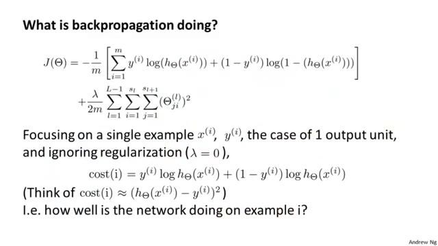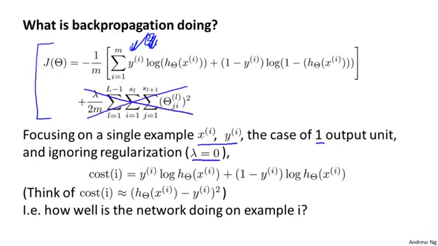To better understand what backpropagation is doing, let's look at the cost function. Here's the cost function that we had for when we have only one output unit. If we have more than one output unit, we just have a summation over the output units indexed by k there. But if only one output unit, then this is the cost function. And we do forward propagation and backpropagation on one example at a time. So let's just focus on a single example, xi, yi, and focus on the case of having one output unit. So yi here is just a real number. And let's ignore regularization, so lambda equals 0, and this final term, that regularization term, goes away.